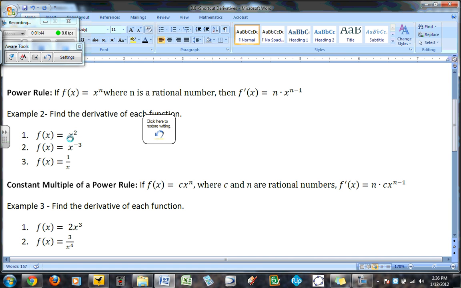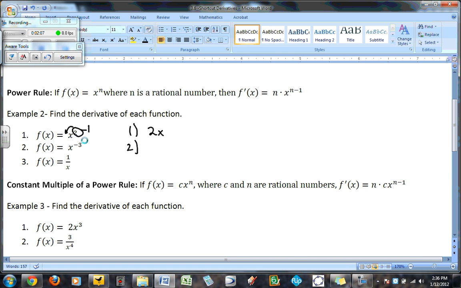So let's say they say find the derivative of each function. On 1, we're going to use the power rule, and we're going to take the power, which is 2, and bring it down. So that now becomes 2x, and then we're going to decrease the power by 1. So 2x to the first power, which is just 2x.